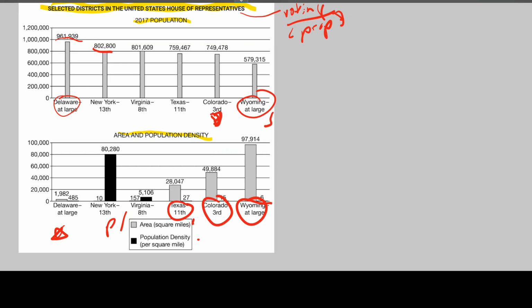For our high densities, we have places like Virginia and New York. Now, in general, what this is going to tell us is that in Virginia and New York, we might be looking at a more urban space, and in Colorado, Wyoming, Texas, we're probably looking at a more rural space because of these low densities, right? Rural areas tend to have low population densities. Urban areas tend to have higher population densities. Now, overall, we're thinking about voting, right, in this case.